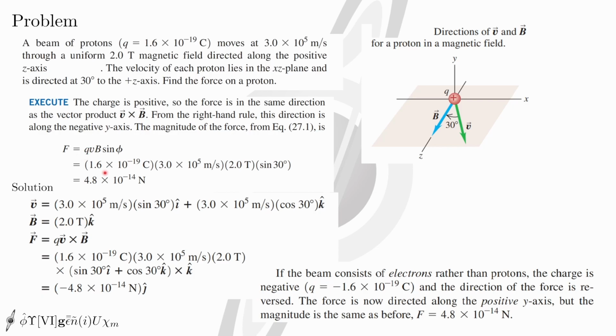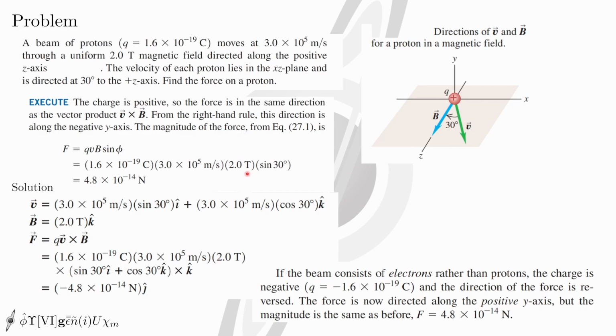So substituting the values, that would be 1.6 times 10 raised to negative 19 coulomb times 3.0 times 10 raised to 5 meters per second times 2.0 Tesla times sine 30 degrees. It will give us a magnitude of the magnetic force that is 4.8 times 10 raised to negative 14 Newton. As you can see, the magnitude is really small, but take note that this force is enough to deflect the trajectory of the charge.